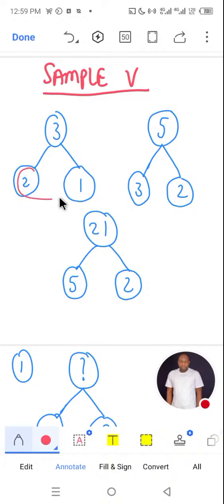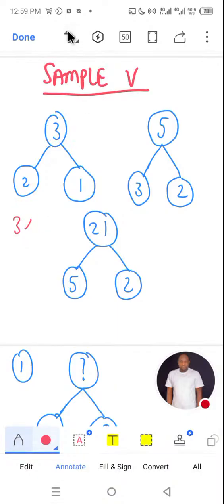He said multiply the bottom two numbers, then add it to... No, that's not what he said. He said add these two numbers first, then multiply it by the difference of the two numbers. So 2 plus 1 is 3. Then times 2 minus 1, which is 1. And 1 times 3 is 3. Okay? So like I said, you must test it on the other sample.